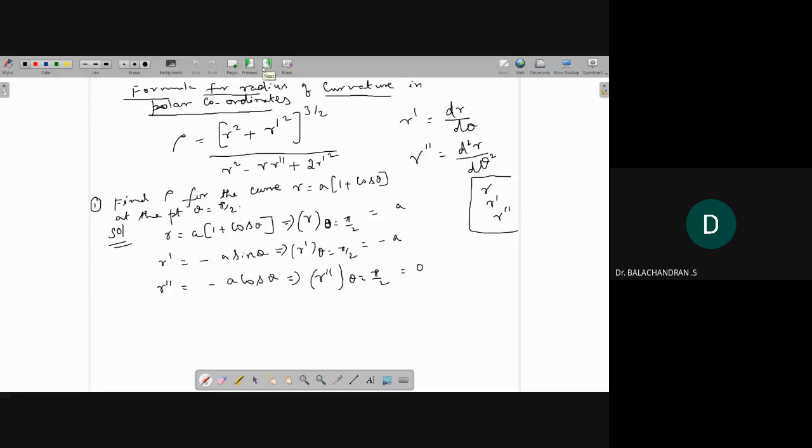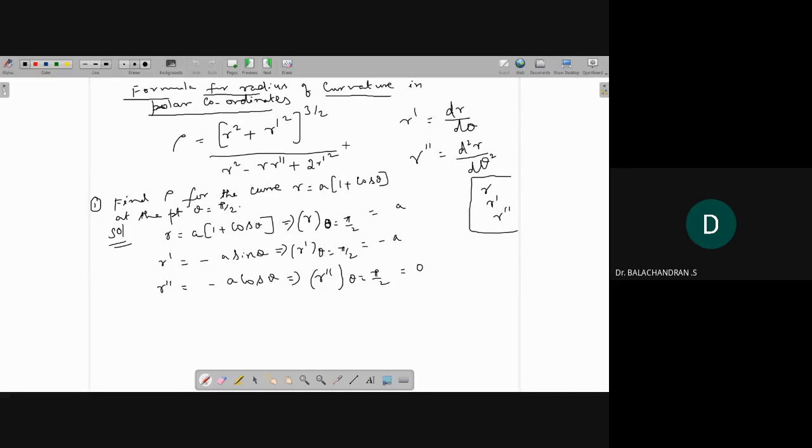Okay, so next, I think we have 15 minutes more time. Now I'm going to introduce the formula for radius of curvature in polar form. The formula is rho equal to r square plus r dash square whole power 3 by 2 divided by r square minus r into r double dash plus 2 r dash square. So you should remember this formula.